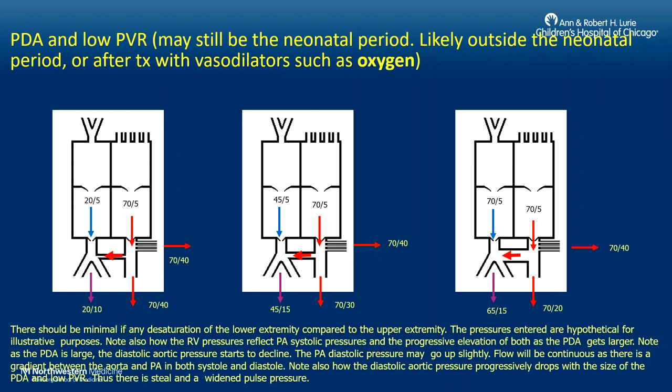When you have low PVR, and then we've got different size ductuses, look at how I did the picture here. In each case now, we're going to have no lower extremity desaturation. However, as the PDA gets larger and larger, we're going to have more and more equalization of pressures between the aorta and PA, and that's the point I wanted to make here.